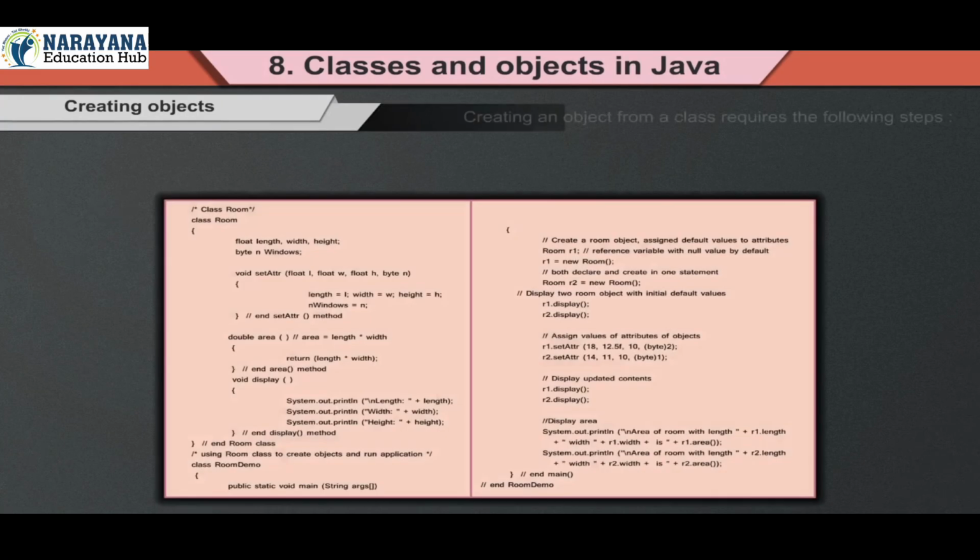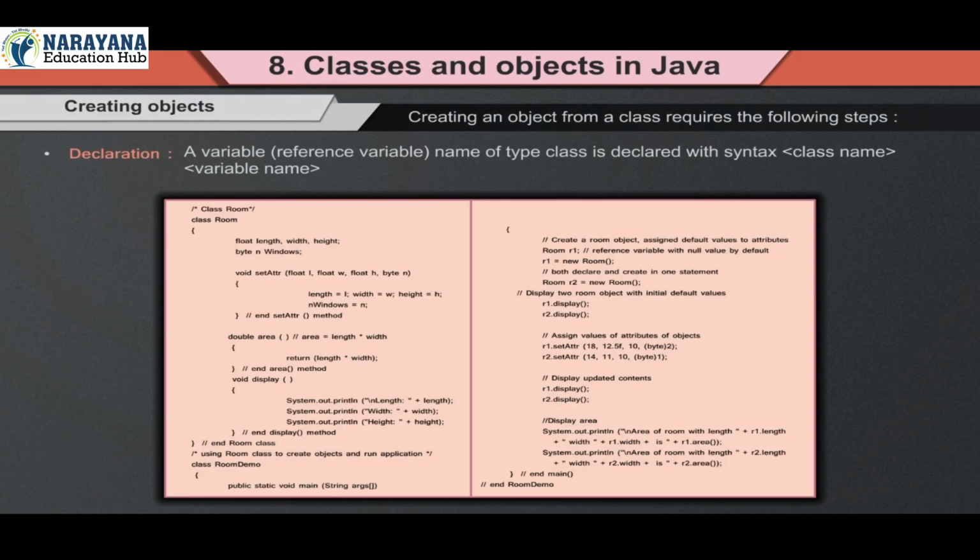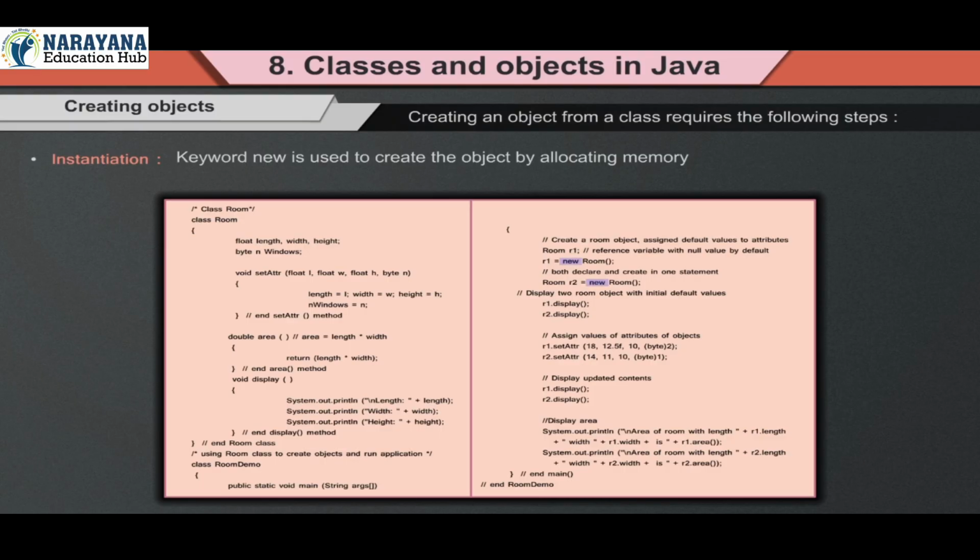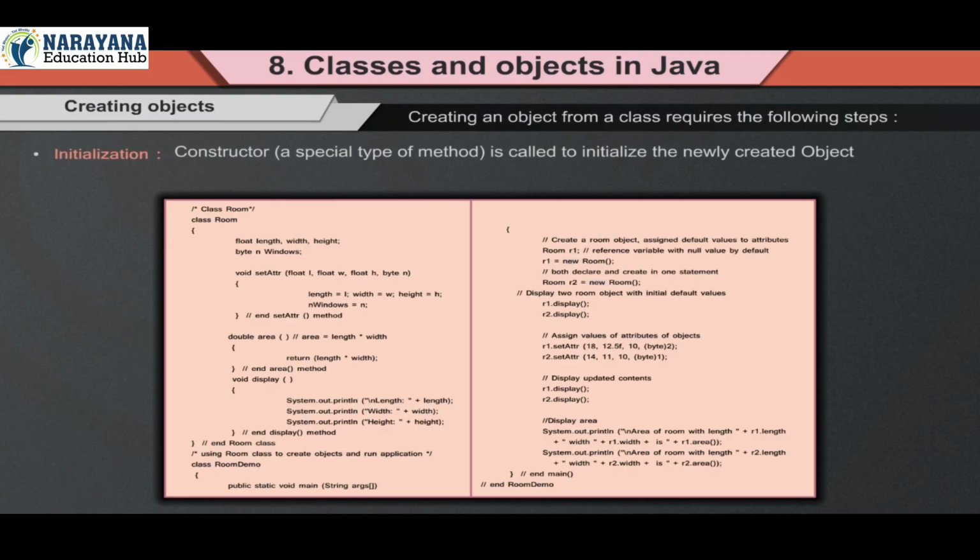Creating objects. Creating an object from a class requires the following steps. Declaration: a variable, that is, a reference variable name of type class, is declared with the syntax <class name> <variable name>. Instantiation: the keyword new is used to create the object by allocating memory. Initialization: a constructor, that is, a special type of method, is called to initialize the newly created object.